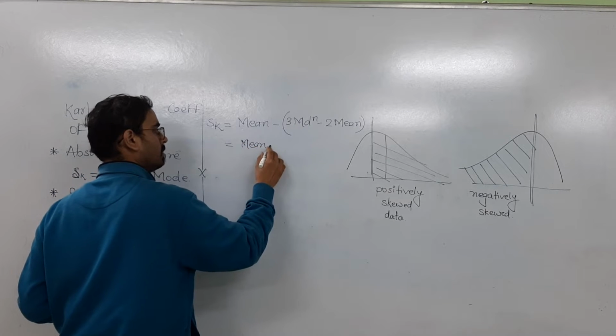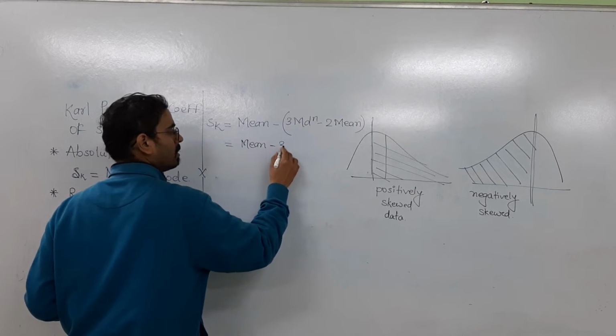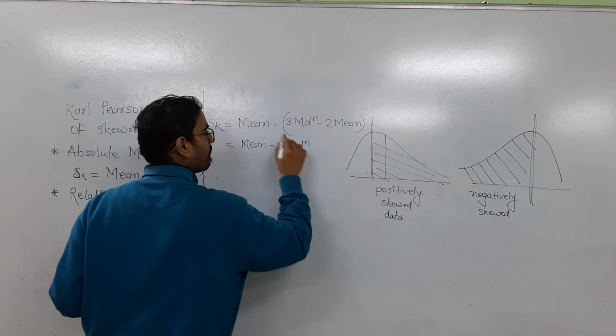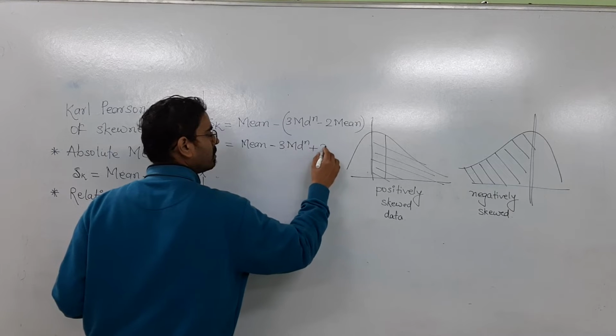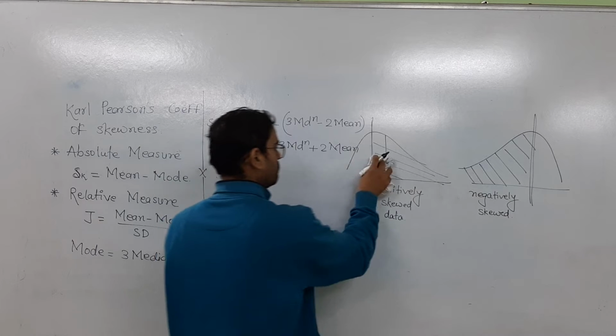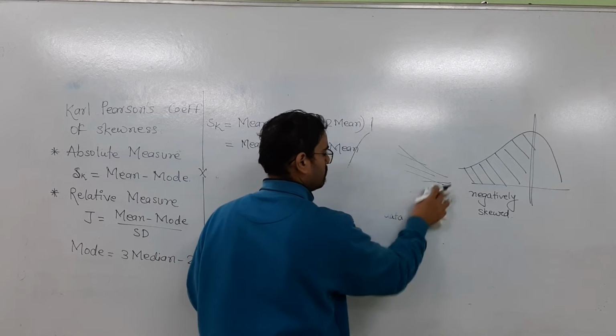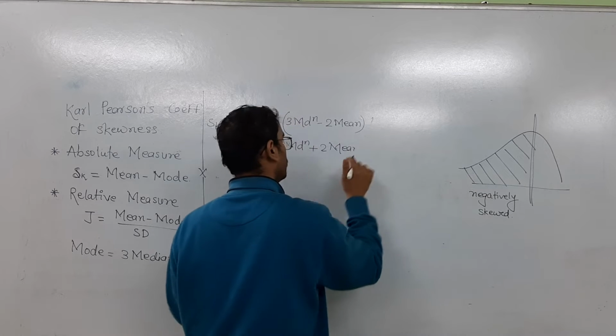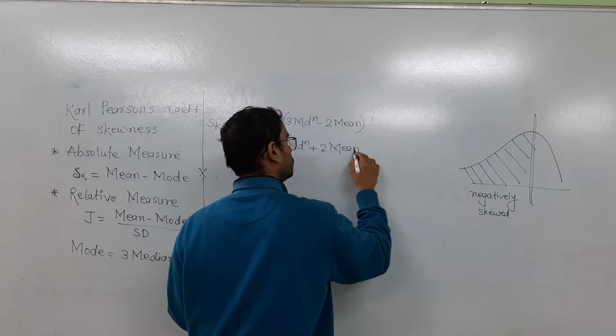Mean minus 3 median, minus into minus, that is plus 2 mean. So I have to erase it. So just solve it and you get the formula in terms of mean and median.